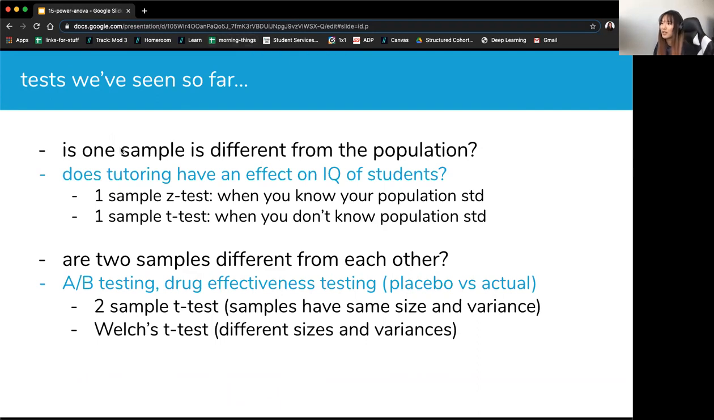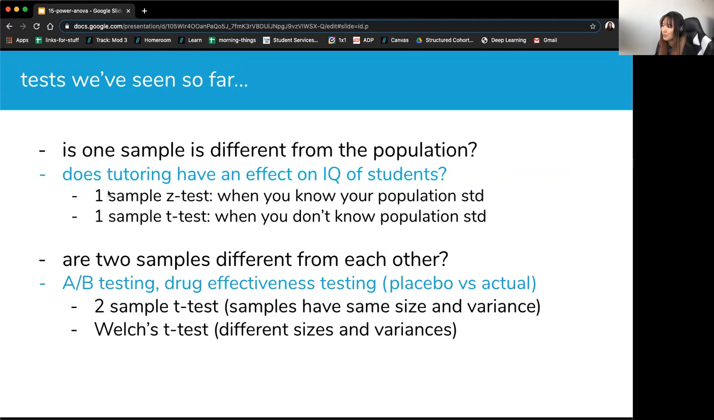So first of all, with our 1 sample tests, we're always asking, is 1 sample different from the population or not? Is it statistically significantly different from the population? And that's when you want to do a 1 sample test. Our example here is, does tutoring have an effect on the IQ of students? Or I think the other example we had was, does sales training have an impact on the amount in sales that a person makes?